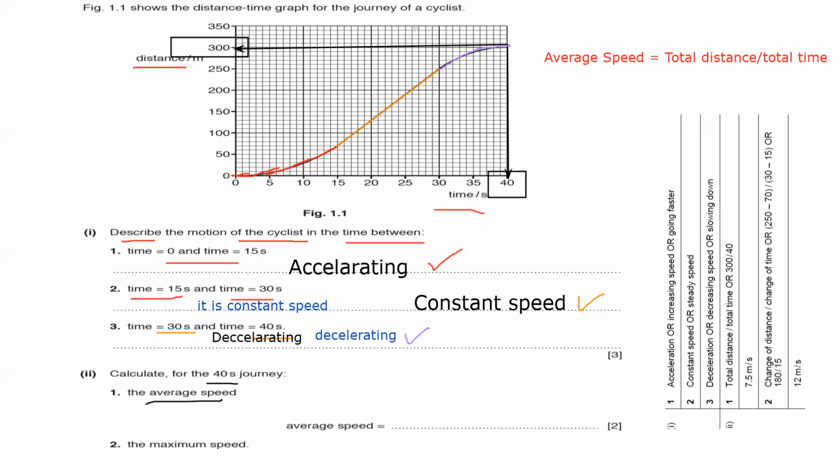So when we calculate the average speed, total distance over total time, the total distance is 300 and the total time is 40. So 300 divided by 40 is equal to 7.5 meters per second. The next part, we need the maximum speed.